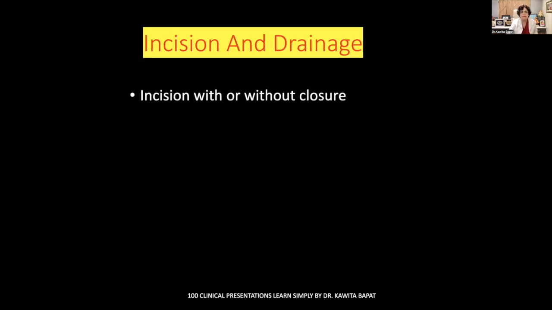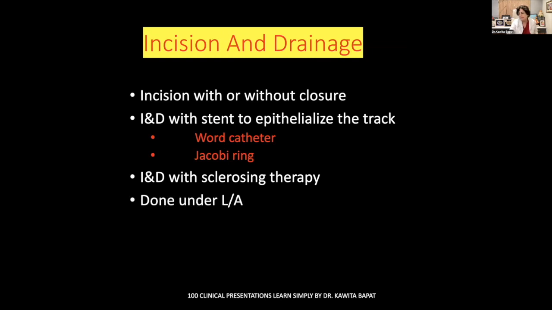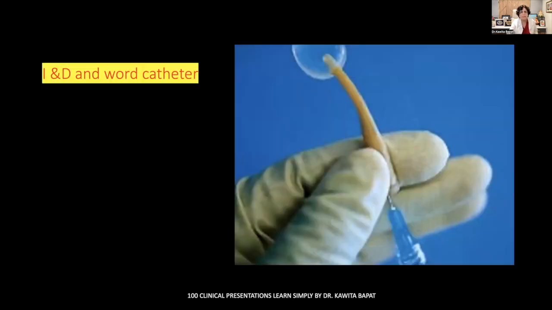So, incision and drainage, with or without closure, I&D with a stent or epithelialization of the tract, then the Word catheter or the Jacobi ring. These are two important things, and I&D with sclerosing therapy is another treatment, and it can be done under local anesthesia. So this is I&D with a Word catheter, a small catheter with a small balloon. We just inflate the balloon; it's an OPD procedure, and it can be made of latex.